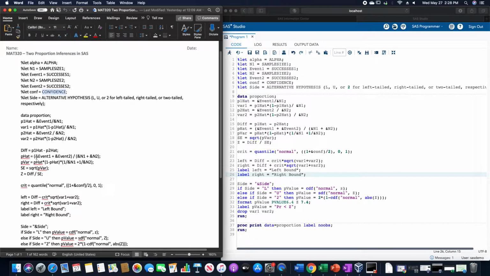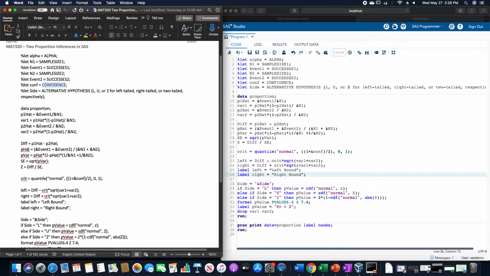It does P1 hat minus P2 hat, so be careful when actually noting which one is which. And then the P hat, which is supposed to be P bar, takes event 1 and event 2, adds them together, and divides by their combined sample size, so n1 plus n2. The variance for P bar takes that P hat, which again could be known as P bar, times 1 minus P hat times 1 divided by the first sample size plus 1 divided by the second sample size. The standard error for this is the square root of the variance of P bar, and Z here is the difference divided by the standard error to get the Z score.